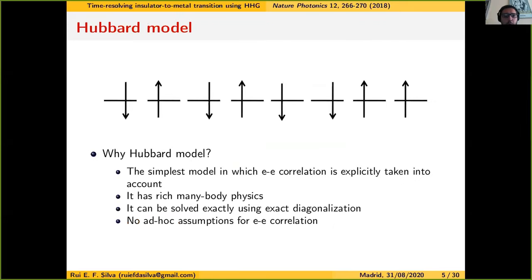For that, I'm going to choose the Hubbard model. And why do I choose the Hubbard model? It's because it's the simplest model in which electron-electron correlation is explicitly taken into account. It contains a lot of many-body physics. We can solve it exactly using exact diagonalization, at least in one dimension. And we don't have any ad hoc assumptions for the electron-electron correlation.